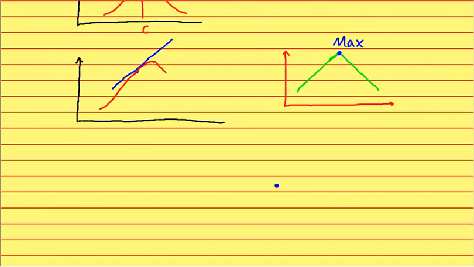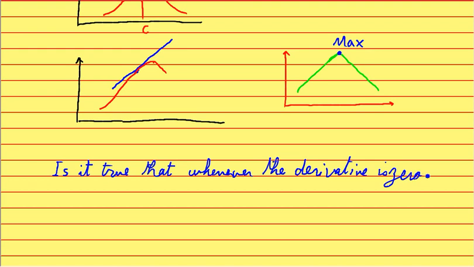Does Fermat's theorem say that whenever the derivative is 0, you have either a maximum or a minimum? Is it true that whenever the derivative is 0, the function has either max or min?